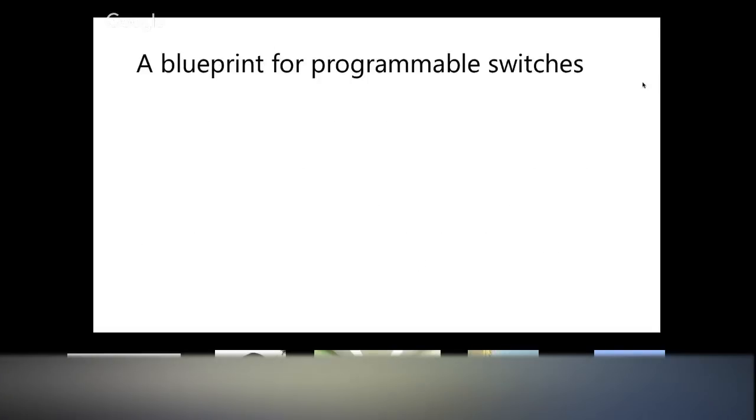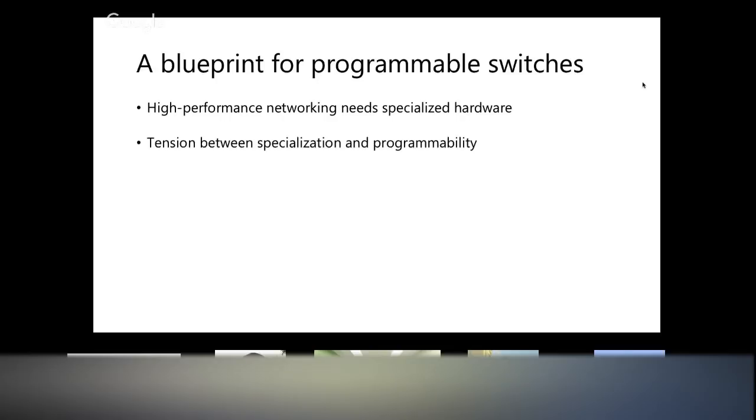So to conclude, I'd like to distill a blueprint for programmable switches that at least I learned from both of these projects. And hopefully by now, you're convinced that high-performance networking needs specialized hardware where you purpose-build your silicon for the purpose of switching. But the specialization is at odds with programmability. On the one hand, you want to specialize enough to get really, really high performance out of your hardware and a limited budget of transistors.